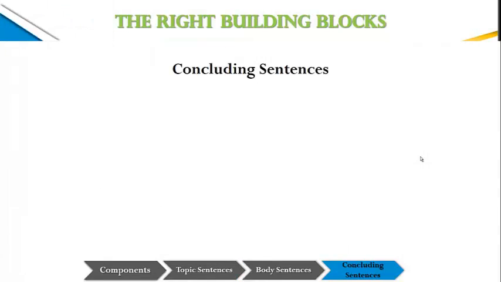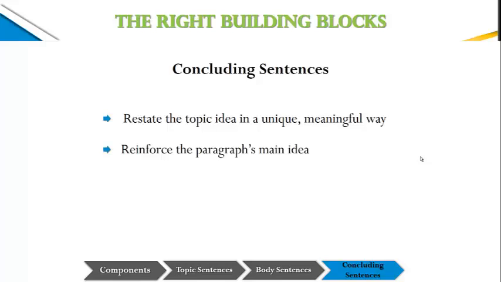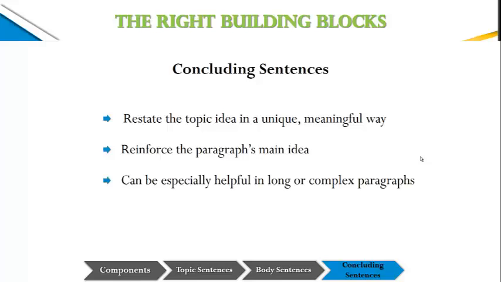So concluding sentences are when you restate the topic ID in a unique, meaningful way for the reader. It doesn't mean copying and pasting your topic sentence. Usually you write it in a different way, and usually you try to do it in a way to reinforce the paragraph's main idea. So you might remind the reader how all of that body evidence that you just gave supported the topic sentence. This can be particularly helpful in long or complex paragraphs where maybe the reader was processing so much of that great information and details that it helps to remind them what it all relates back to.